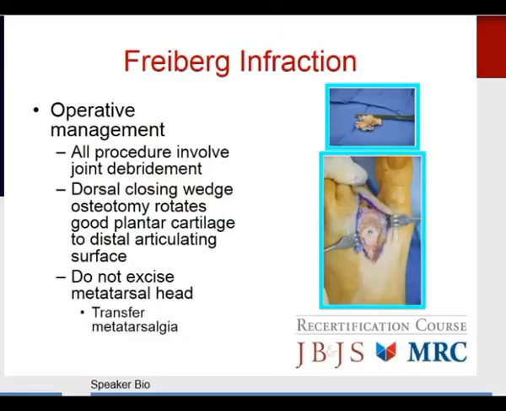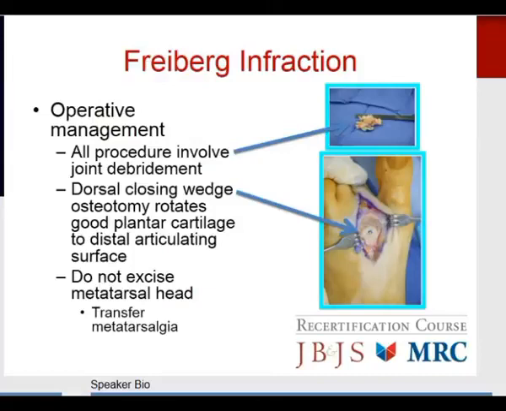Remember that. Operatively, we want to go ahead and first begin with some type of joint debridement, removing all of that bad tissue around that site, and then we want to get good cartilage present at the level of that joint surface itself. Fortunately, in Freiberg's infraction, it rarely affects the plantar cartilage here. So instead what we do is a dorsal closing wedge osteotomy of that metatarsal head itself and derotate that plantar cartilage to let it articulate normally across that interface.